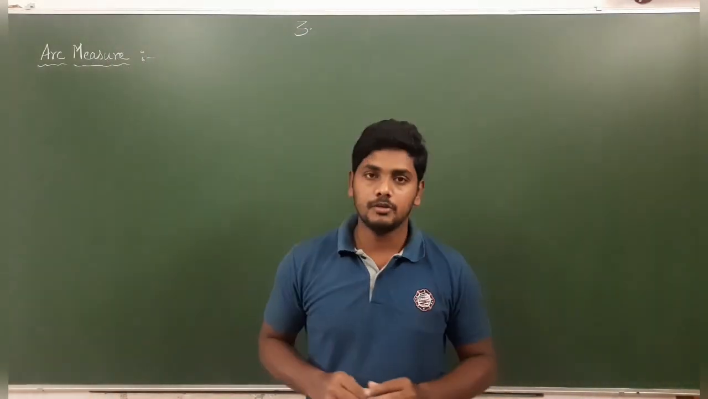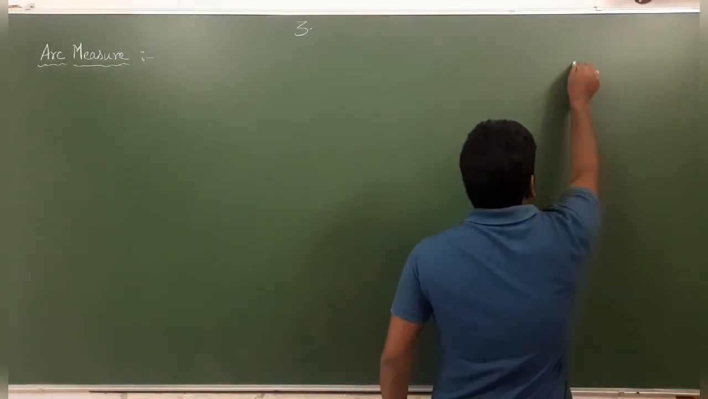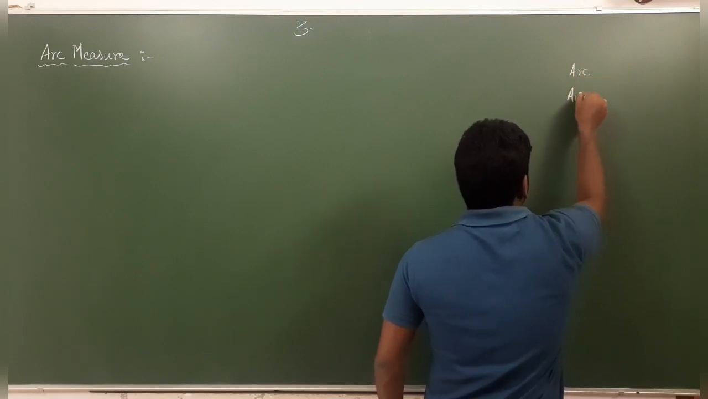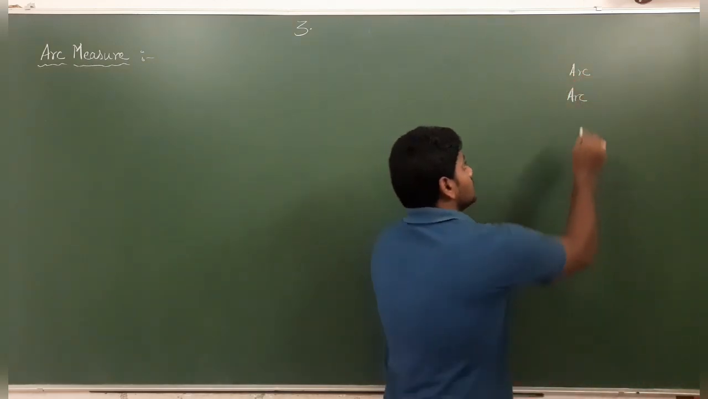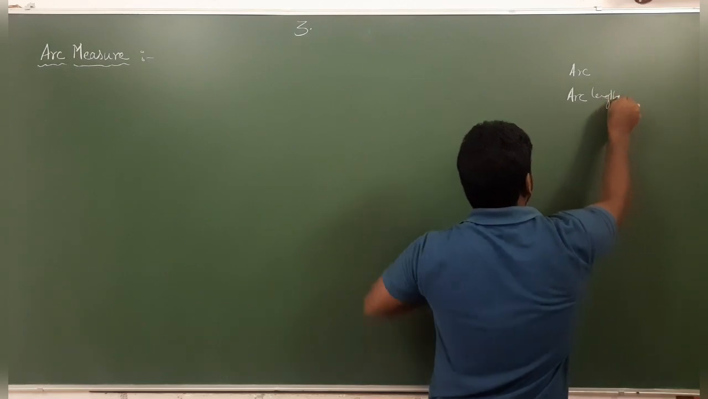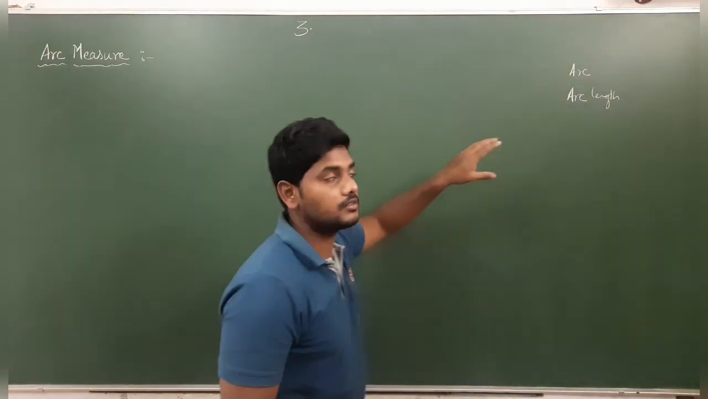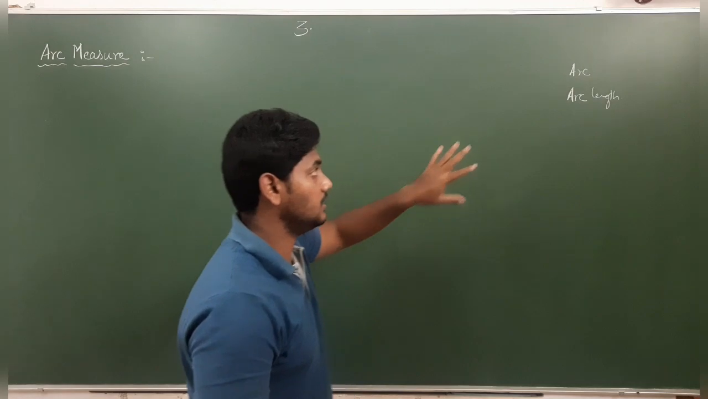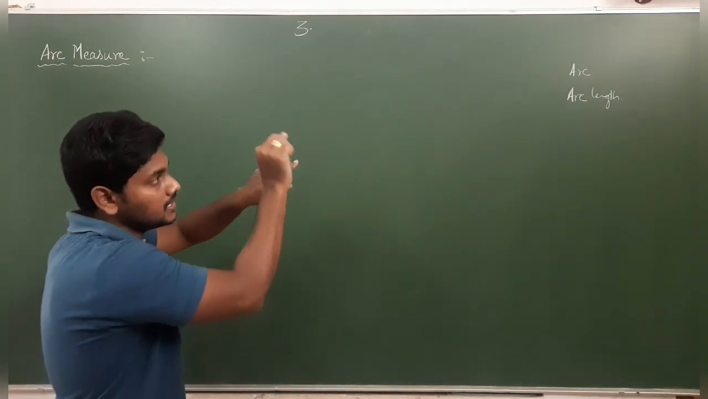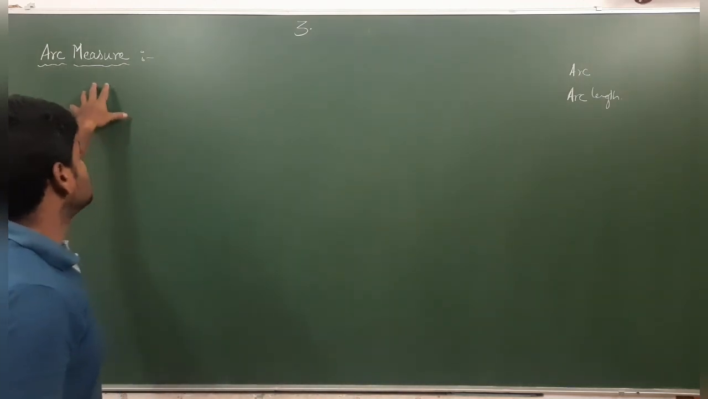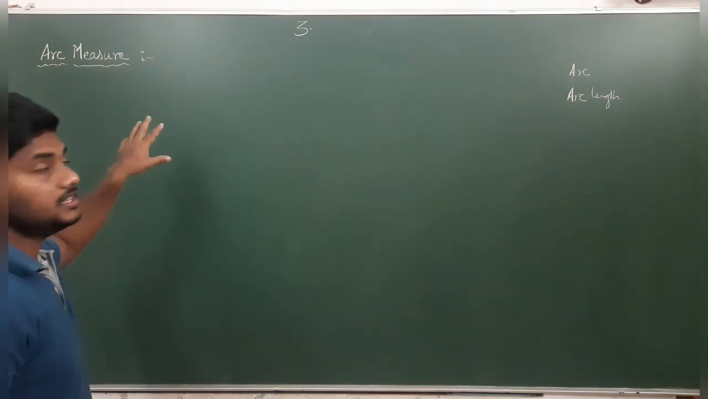Now we will discuss arc measure. Already we have completed the concept of arc and arc length. Arc is a segment of rotation of a circle, of its circumference. Arc length is nothing but the length of that arc. Now when it comes to arc measure, see the difference between these three.